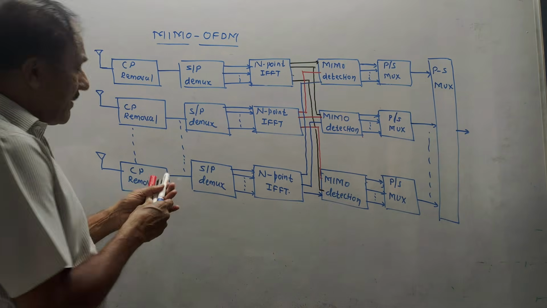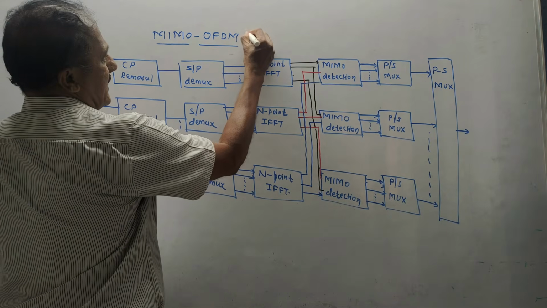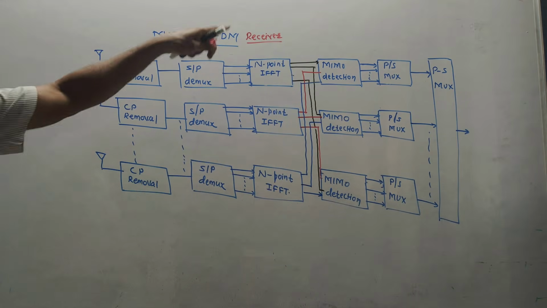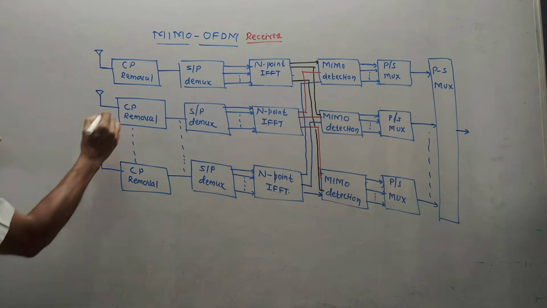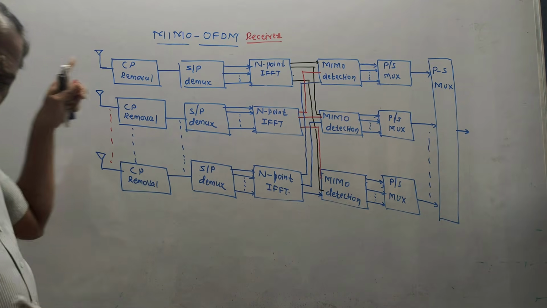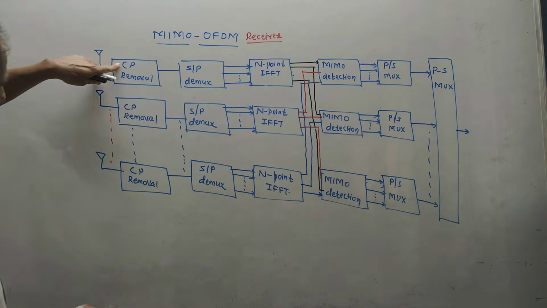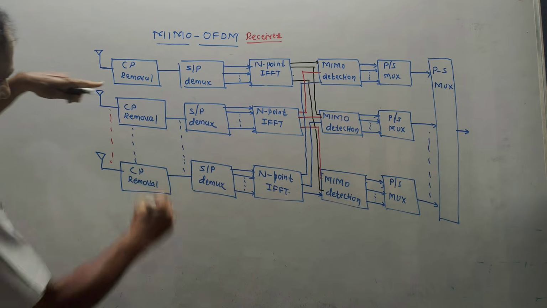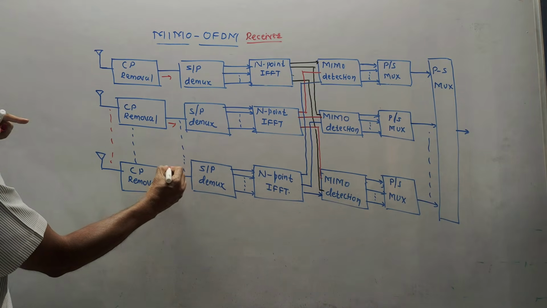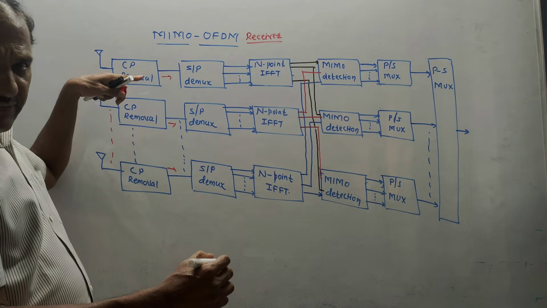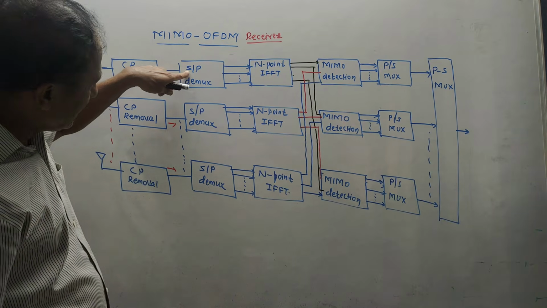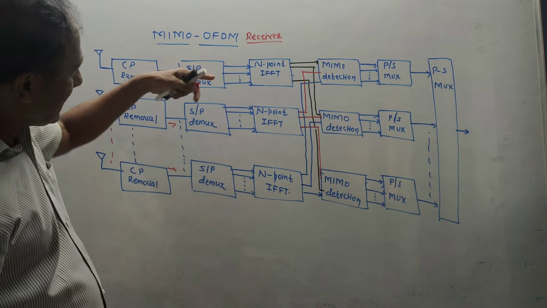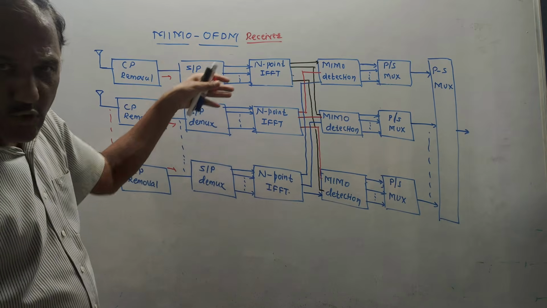Next part is the MIMO OFDM receiver section. It consists of n number of receiving antennas, which are shown over here. The first part at the receiver side is to remove the cyclic prefix, that is the CP removal block. After removing the cyclic prefix, you get serial data. So we use serial to parallel conversion and demultiplexing, and the output of this block gives you parallel data.